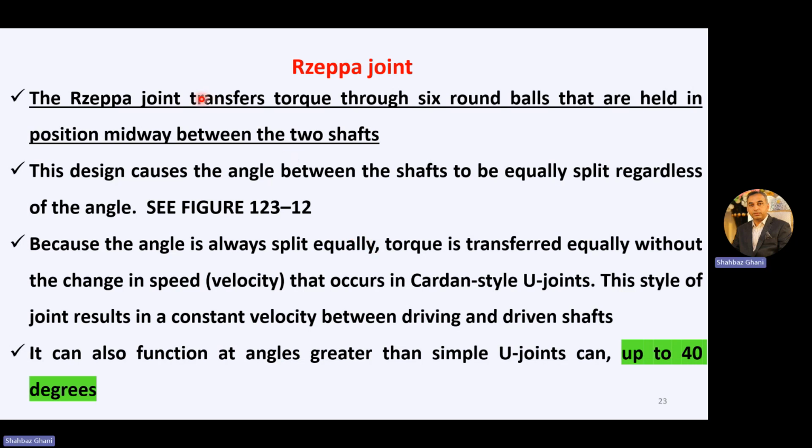The Rzeppa joint transfers torque through six round balls that are held in position midway between the two shafts, as we have seen in that clip. This design causes the angle between the shafts to be equally split regardless of the angle.